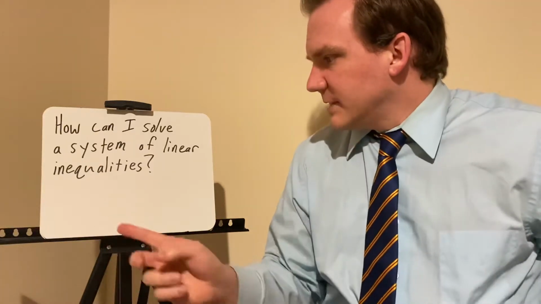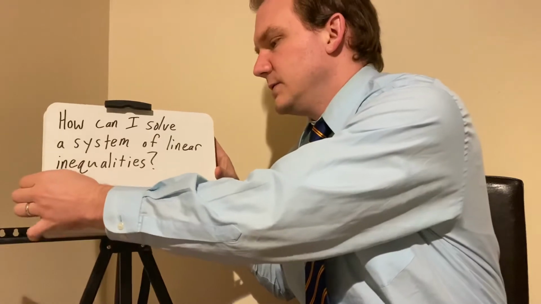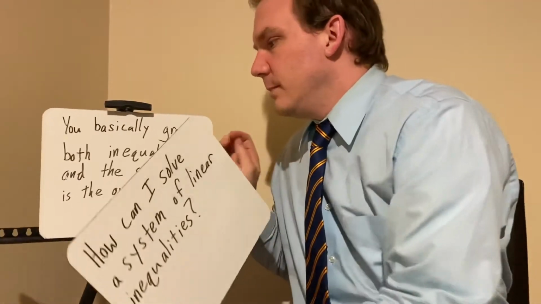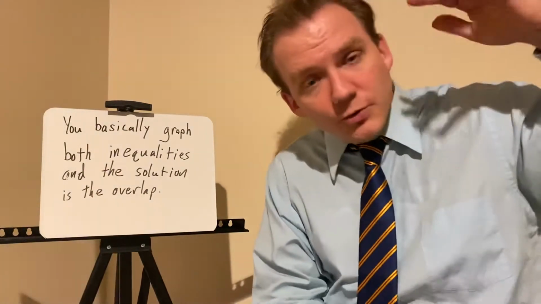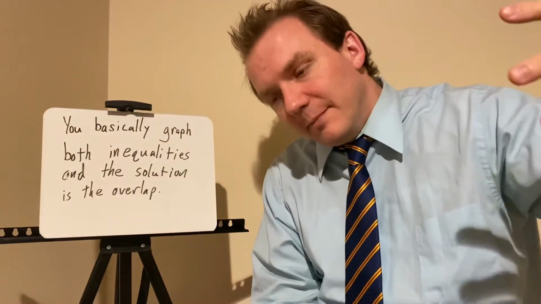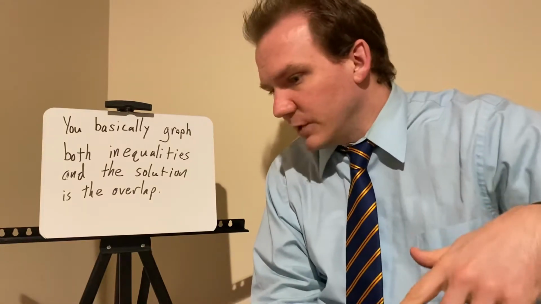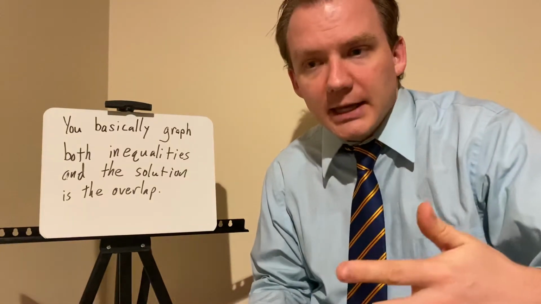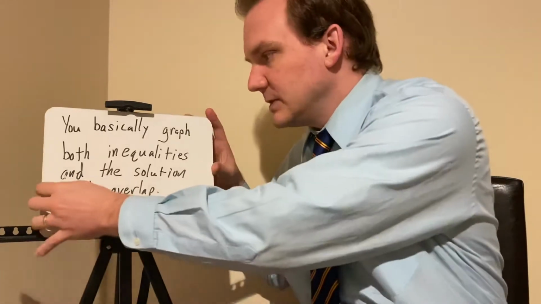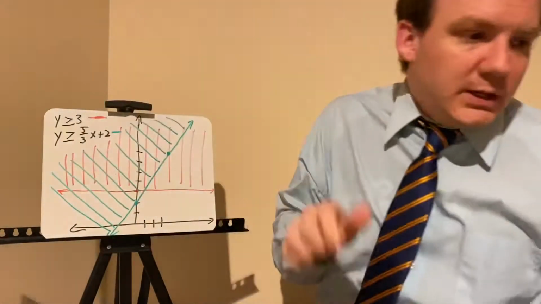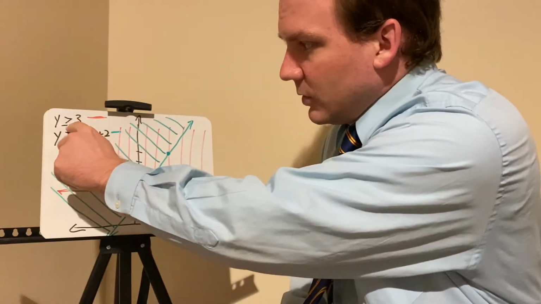How can I solve a system of linear inequalities? To do this, you first graph both inequalities on the same graph. When you graph a linear inequality, you're always shading part of the graph. So when you graph two lines, there's going to be an overlapping section of shading, and that is your solution.